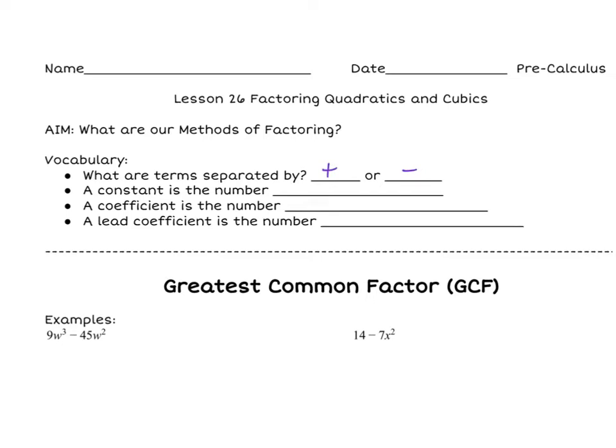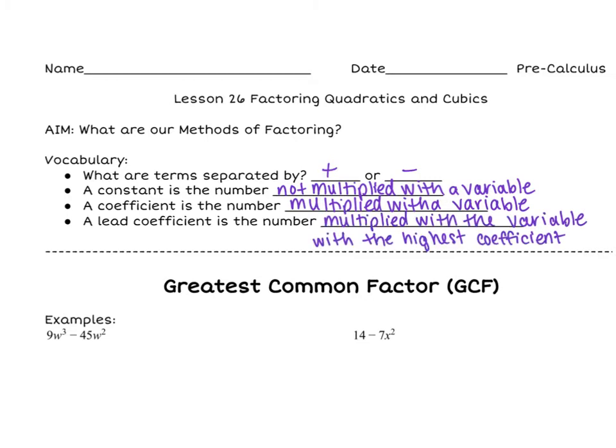A constant is a number that is not multiplied with any variable, and therefore that term cannot change, and we call it a constant. While a coefficient is the number that is multiplied with the variable and is usually written in front of the variable. A lead coefficient is a special type of coefficient, and it is the number multiplied with the variable that has the highest exponent. So make sure you're familiar with these terms, as we will be using them throughout the video.